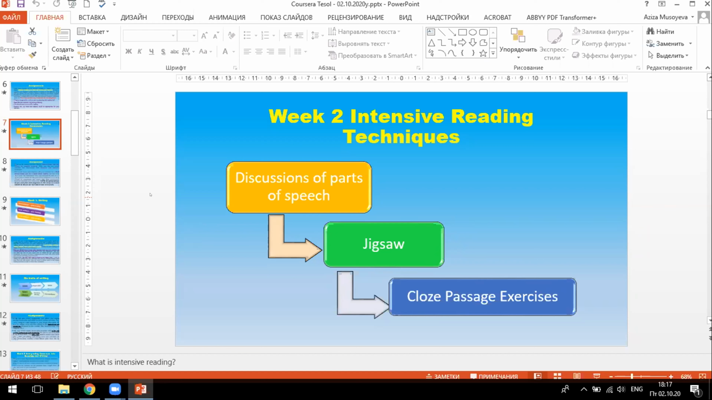So in this second week, they mostly talk about intensive reading, extensive reading, how you can strengthen them, the techniques and so forth. That's why I just put it very short.